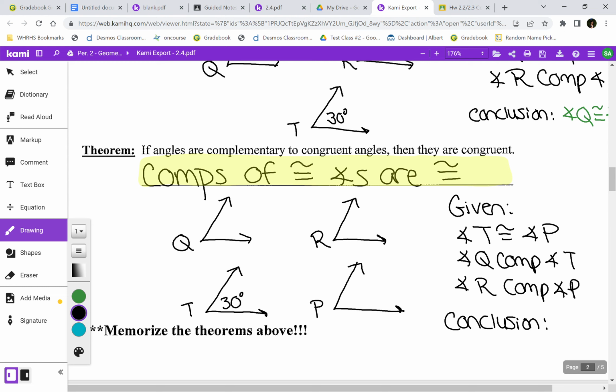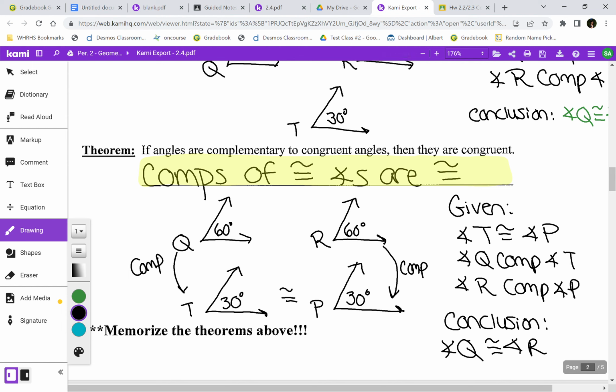We ready? All right, so if angle T is congruent to angle P, what does that mean for angle P? It must be, everybody, what must it be? 30 degrees. If angle Q is a complement to angle T, that means angle Q is 60 degrees. If angle R is a complement to angle P, that means angle R has to be 60 degrees. What can we conclude? Angle Q is congruent to angle R. You got it.